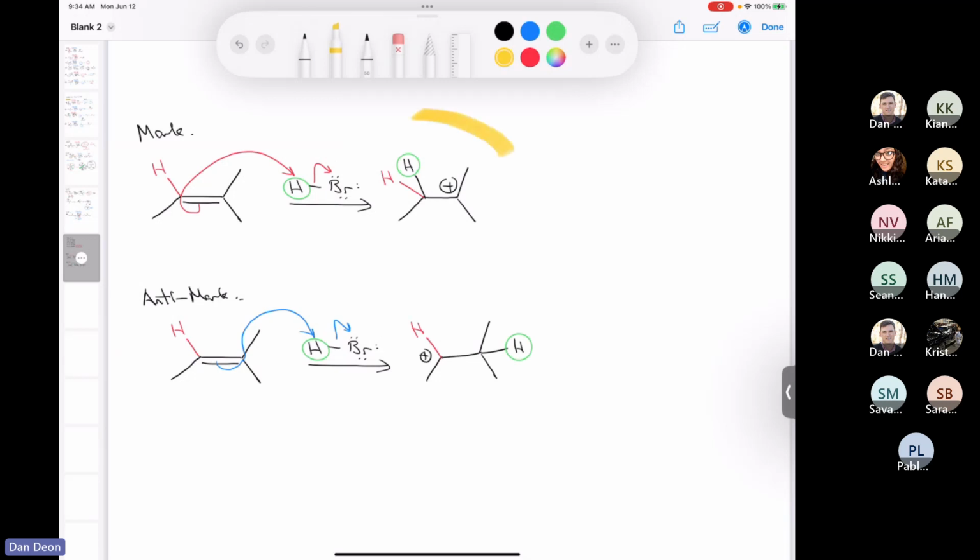So now what I want you to do is compare these two carbocations that I have here. Which one of these carbocations is more stable, the one on the top or the one on the bottom? The one on the top, right? Thanks, Kiana. Yes, the one on the top is going to be more stable. Could anybody tell me why? Go with your gut. Probably going to be right. Why is the one on the top more stable than the one on the bottom?